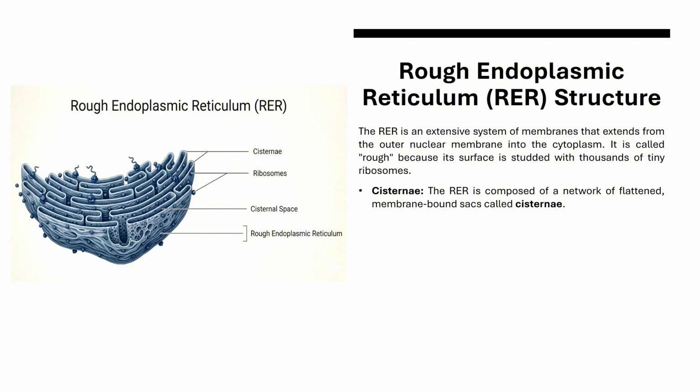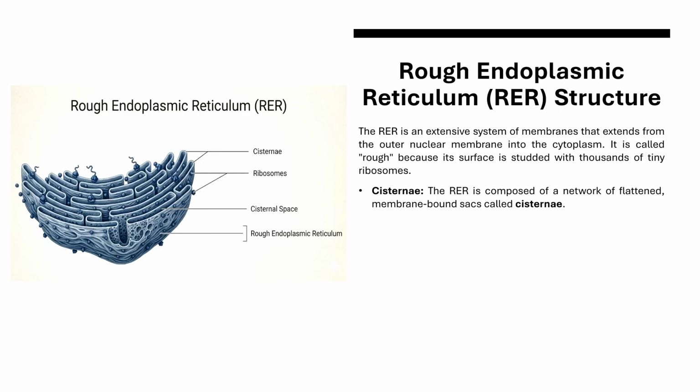But why do we call it rough? The name rough comes from its appearance under an electron microscope. You can also see that here. It looks very different from a smooth surface. This is not a smooth surface. Its surface is studded with thousands of tiny ribosomes, giving it a granular, sandpaper-like texture. These ribosomes are docked there because the proteins they are building need to be processed and shipped immediately.